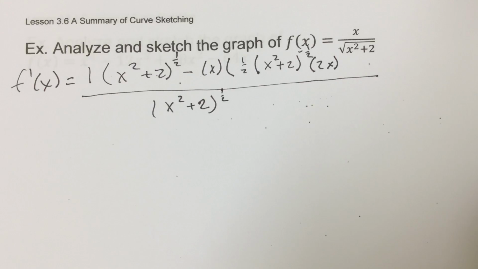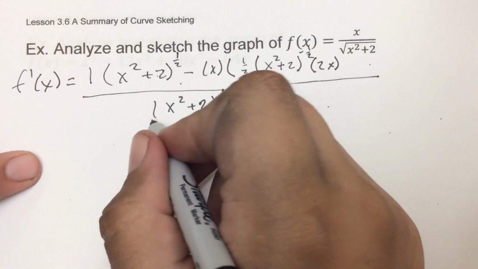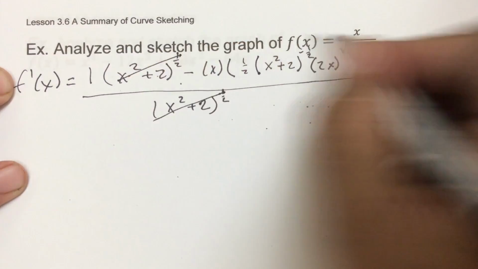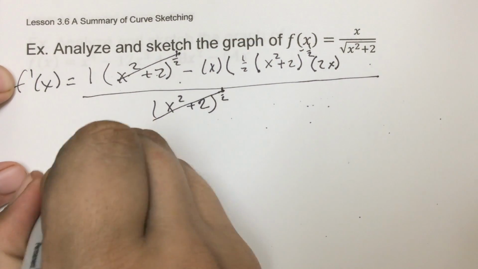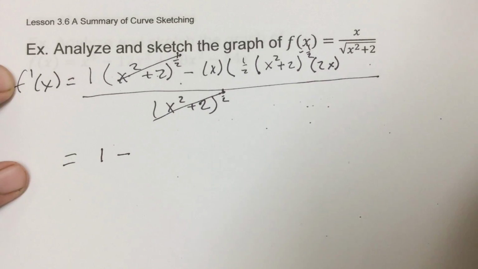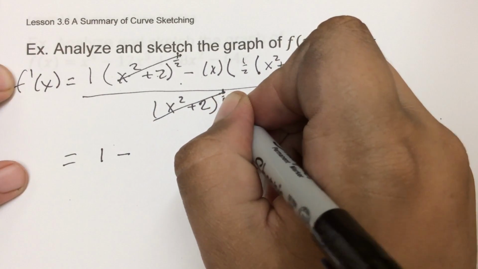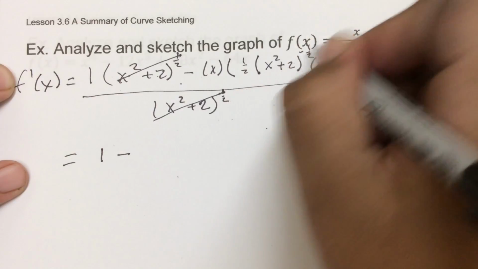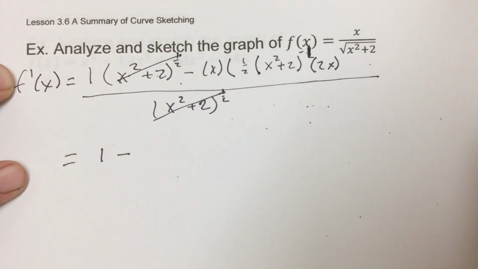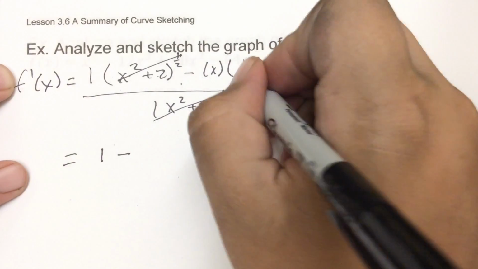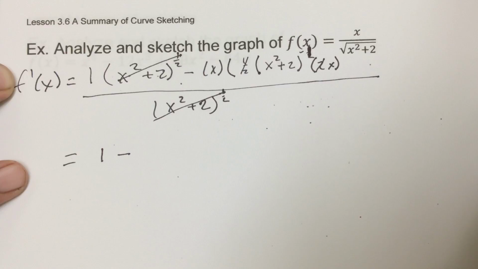Now, as far as simplifying goes, if I have this to the 1/2 on the top, I can cancel that, and I just have a 1 minus. Back here, by canceling with the bottom, that really makes this to the negative first. And that'll weed itself out here in just a minute. Now, the 1/2 and the 2 cancel.